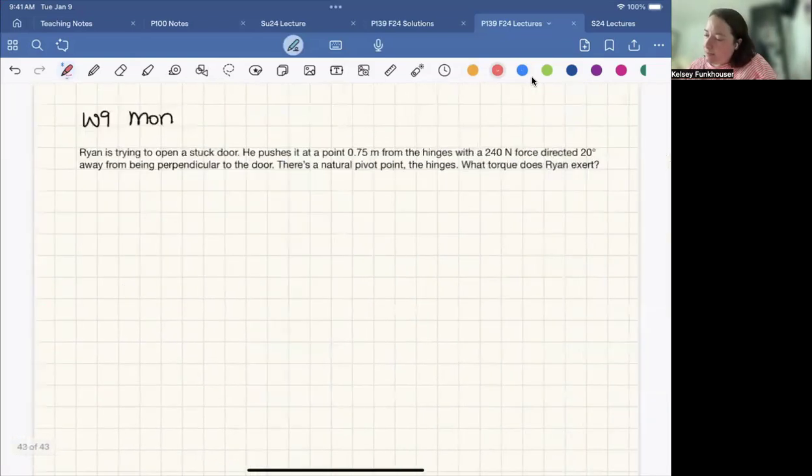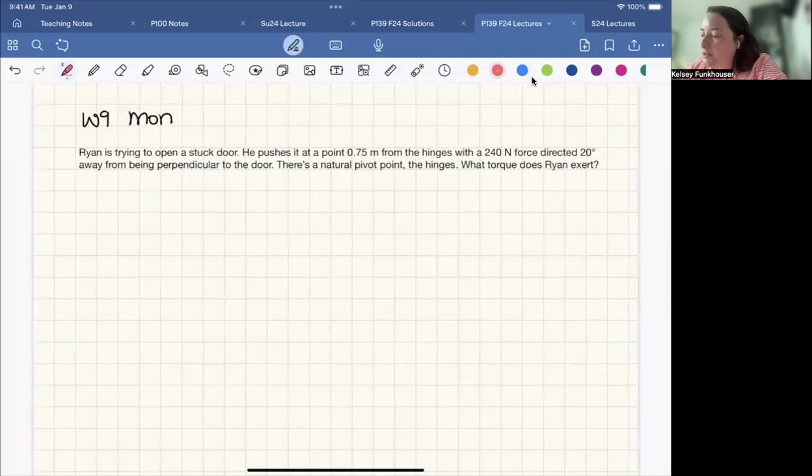Now let's do another example. This time, Ryan is trying to open a stuck door. He pushes at a point 0.75 meters from the hinges with 240 newtons of force directed 20 degrees away from being perpendicular to the door.